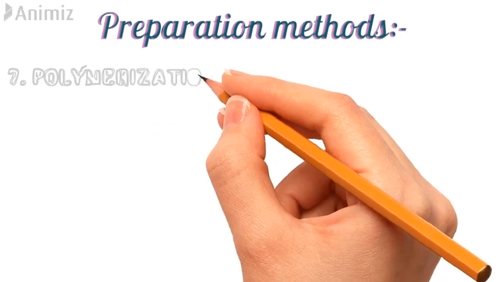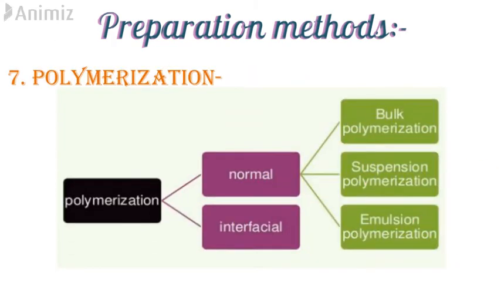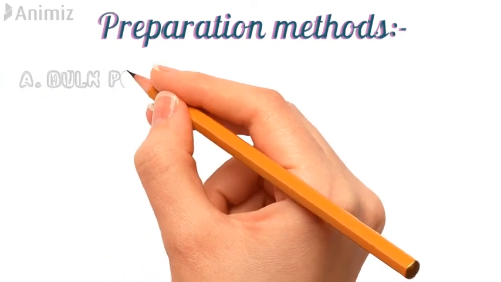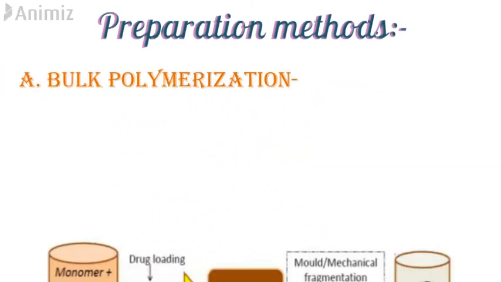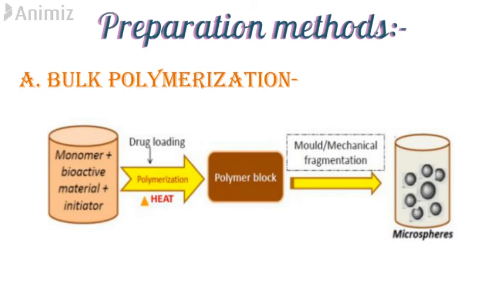The next technique is called polymerization. Polymerization is of two types, normal and interfacial. Normal polymerization is further of three types: bulk polymerization, suspension polymerization, and emulsion polymerization. In bulk polymerization, a monomer or a mixture of monomers along with an initiator and a catalyst is usually heated to initiate polymerization. Polymers so obtained may be molded as a microsphere, and drug loading can be done during the polymerization process.